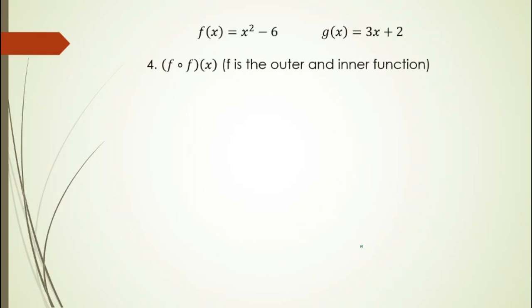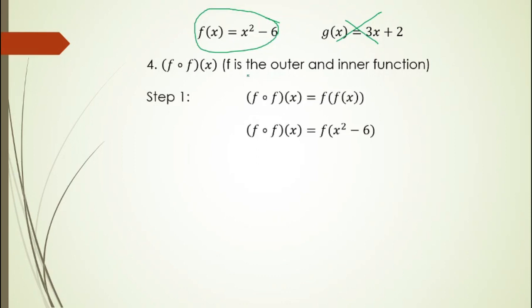Next, for example number 4, f of x. So, dito naman, hindi natin kailangan si g. Okay po, hindi natin siya kailangan. So, ang kailangan natin is si f. So, f will be the outer and inner function. Okay? So, for this one, the value of f of x is x squared minus 6. And then, you need to substitute x squared minus 6 to this variable x.